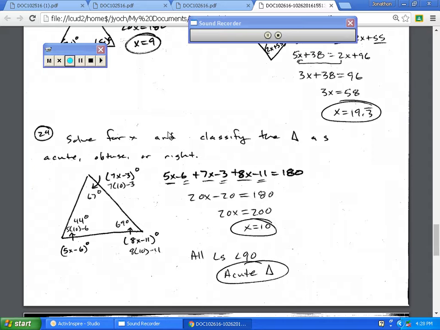Just like 22, folks, if you have three angles of a triangle, sum them up, you should get 180. Alright, add your x's, 20x. Add your constants, negative 20 equals 180. Add 20 to both sides. 20x is equal to 200. X is 10. Plug 10 in there, and there. 44, 67, 69. All angles are less than 90. This is an acute triangle.